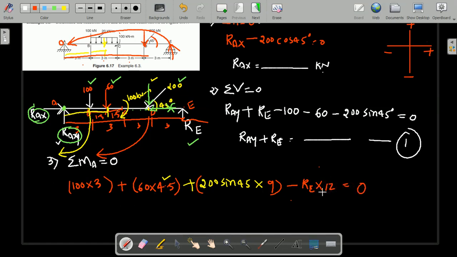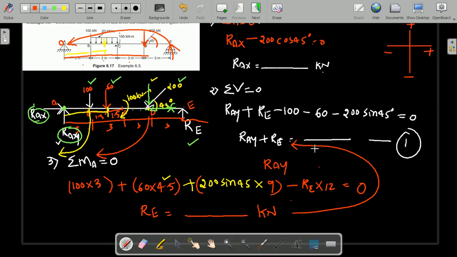Now you can observe this equation. In the entire equation, RE is the only unknown. By simplifying, we will easily get the value of RE in kilonewton. By substituting this RE in equation 1, you get the value of RAY. Like that, you can easily find the support reactions whenever the beam is subjected to different types of loading.